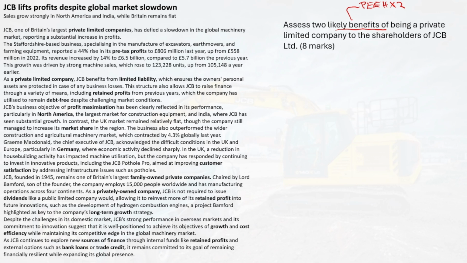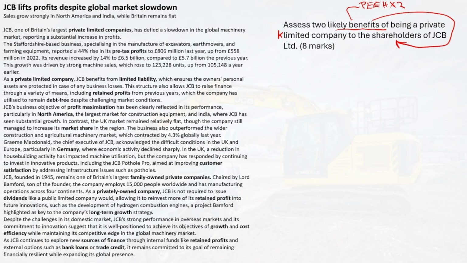So that's our structure, the likely benefits of a private limited company. So we're going to need to demonstrate an understanding of a private limited company, that's our K, to help me understand what we're going to start our answer off with, a good definition. And also we need to understand the hook here, because hooks are always in 2 parts, aren't they? So we've got likely benefits, and then we've got 2 shareholders. So we're going to need to demonstrate an understanding of what shareholders are, but remember the likely benefits are not so much to JCB Limited, it's to the shareholders of JCB Limited.